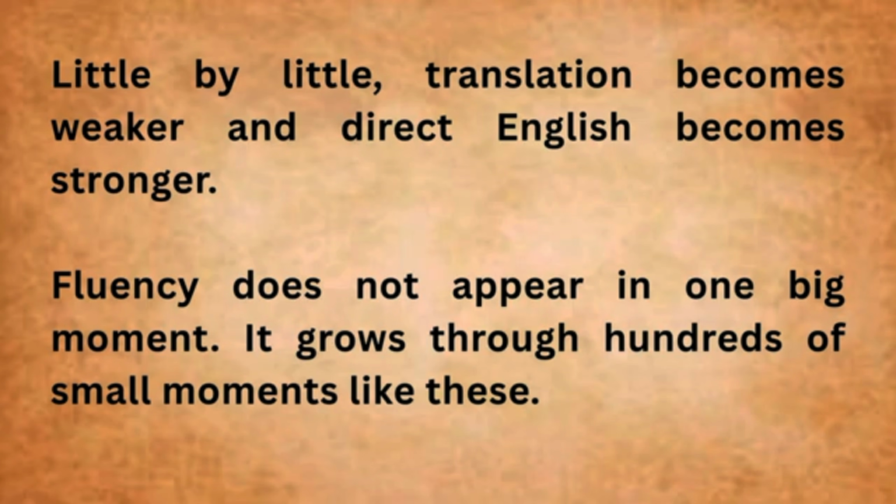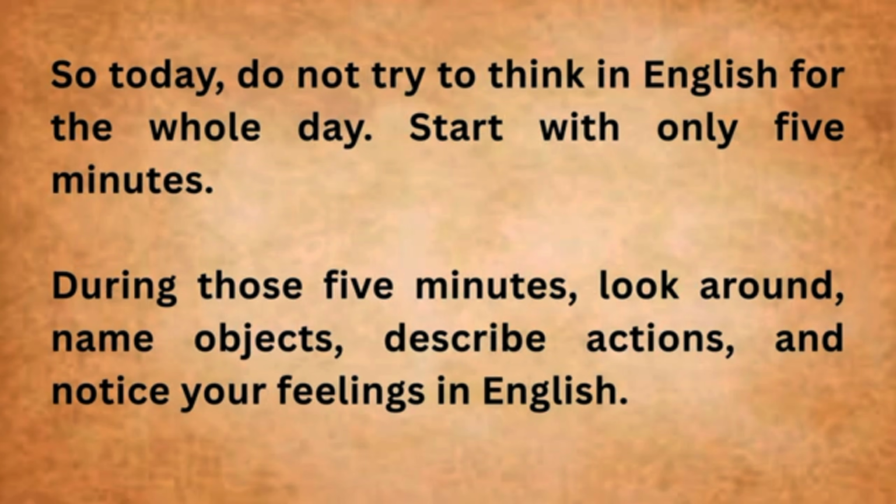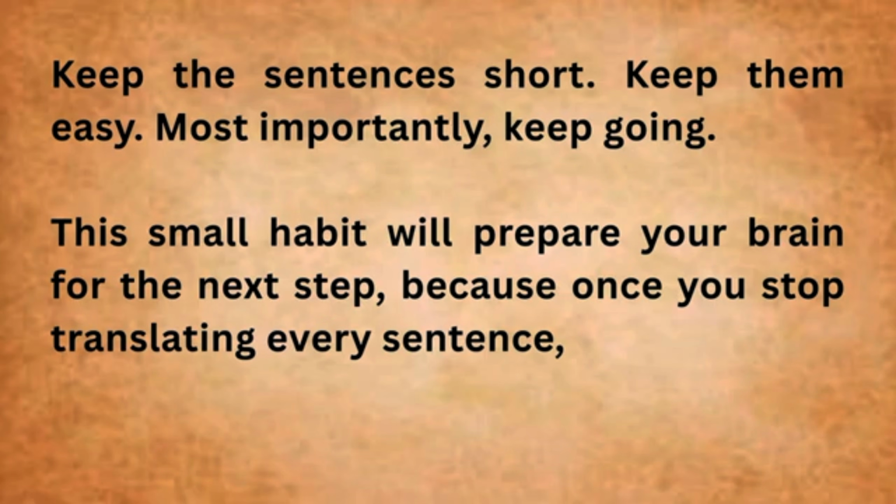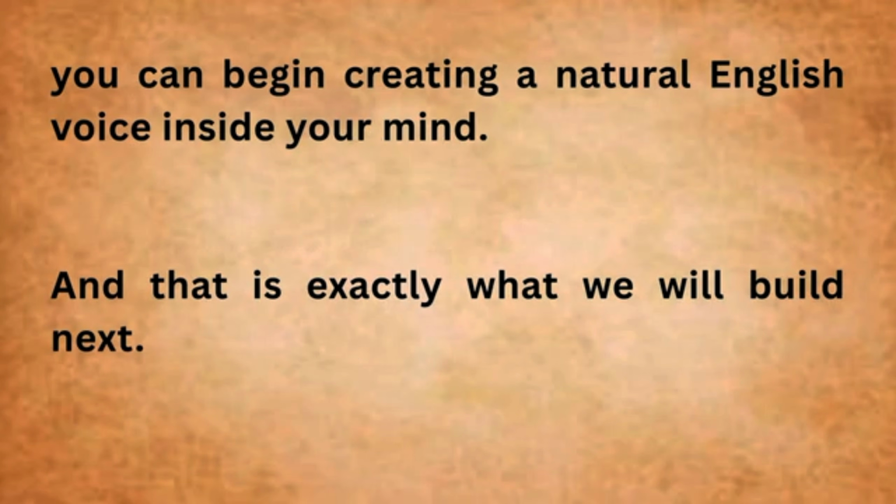Fluency does not appear in one big moment. It grows through hundreds of small moments like these. So today, do not try to think in English for the whole day. Start with only 5 minutes. During those 5 minutes, look around, name objects, describe actions, and notice your feelings in English. Keep the sentences short. Keep them easy. Most importantly, keep going. This small habit will prepare your brain for the next step. Because once you stop translating every sentence, you can begin creating a natural English voice inside your mind. And that is exactly what we will build next.